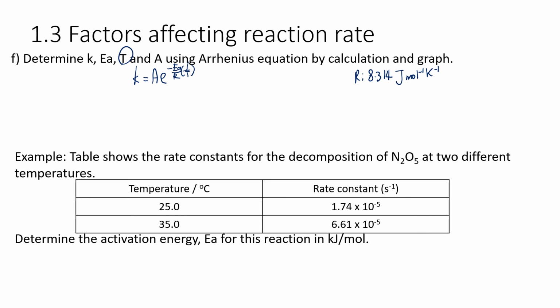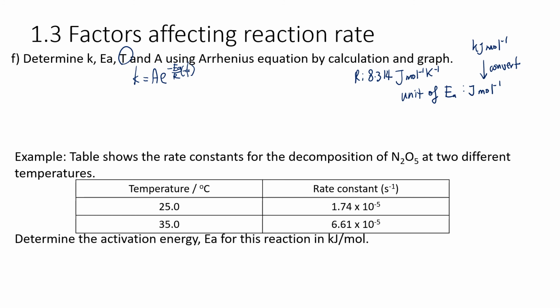And since the unit for the universal gas constant is joule per mole per Kelvin, in the calculation we must make sure that the unit of activation energy is in joule per mole as well. Usually the activation energy unit is in kilojoule per mole. So to use the EA in calculation, we must remember to convert it to joule per mole before we perform the calculation.